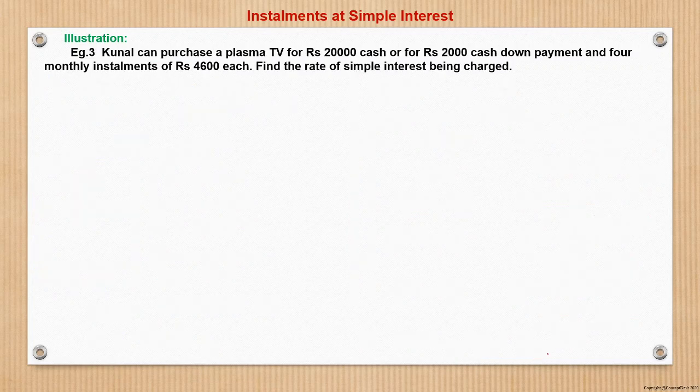Now let us get back to another question. Here the question says, Kunal can purchase a plasma TV for 20,000 cash or 2,000 cash down payment and 4 monthly installments of 4,600 each. Find the rate of simple interest being charged. Right, rate of simple interest being charged. So let us see how. Again, method 1.